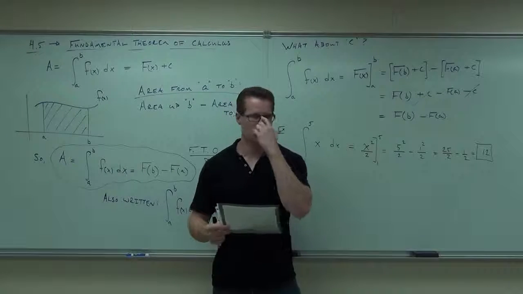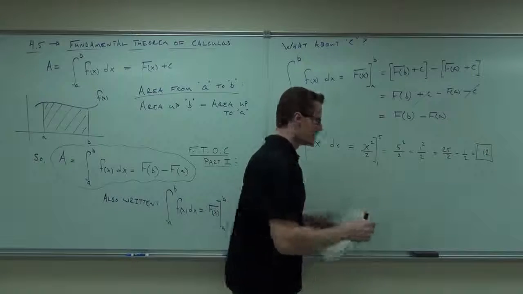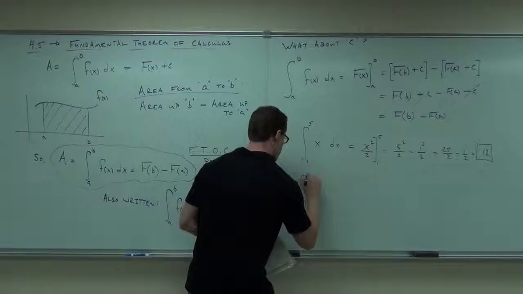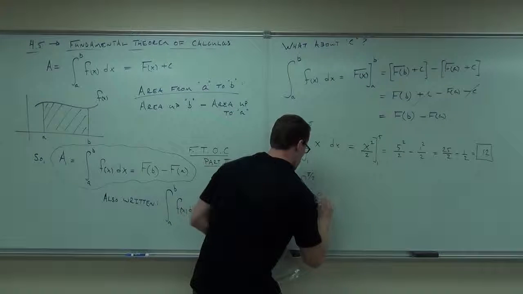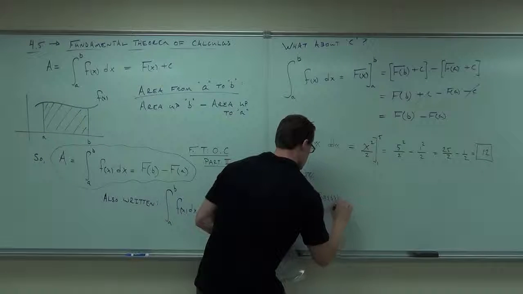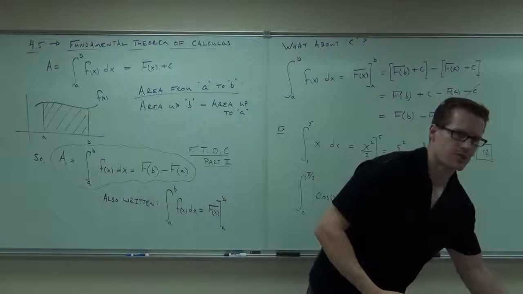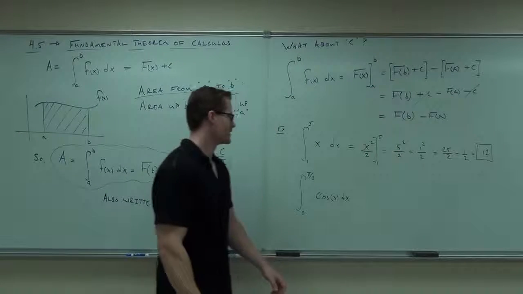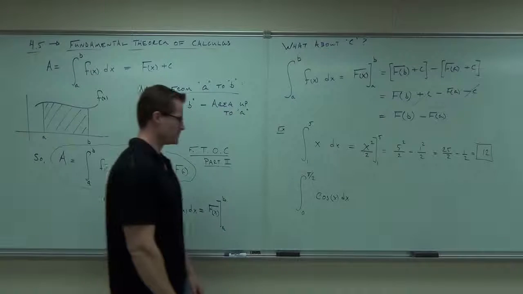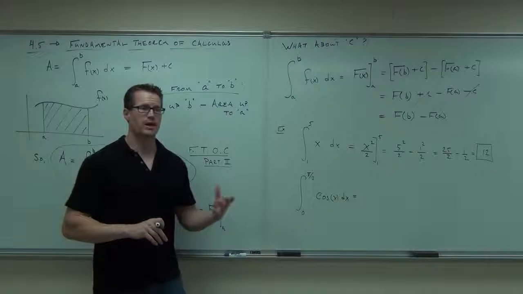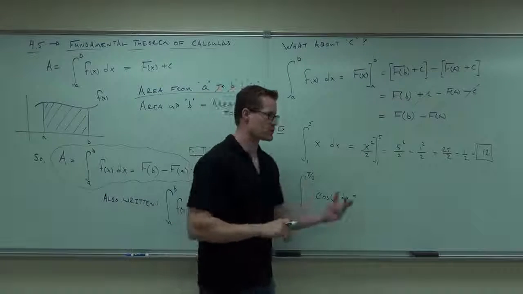Now, we needed something else, though, because when we get to things like this, a Riemann sum doesn't work all that nicely for that. Maybe we'll do an integral with that. So this is also an area. It's an area from 0 to pi over 2 of cosine x.